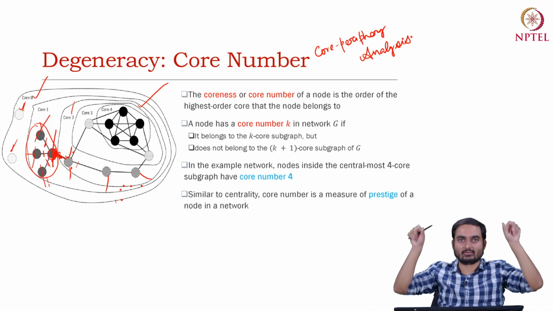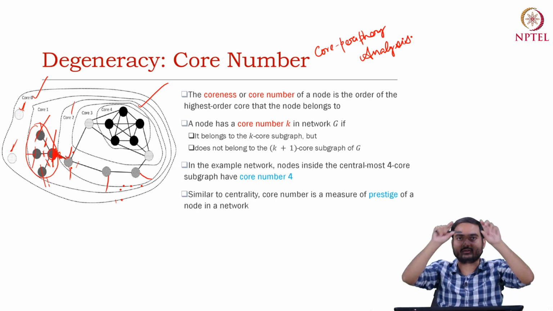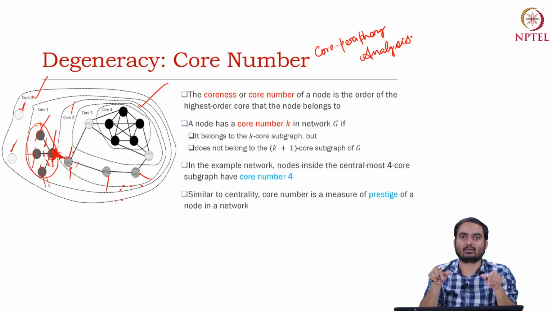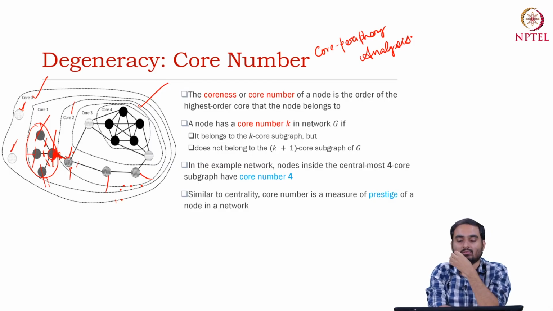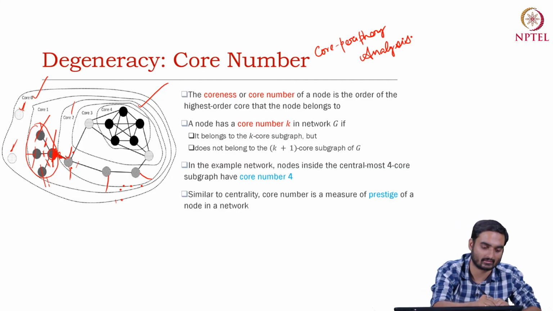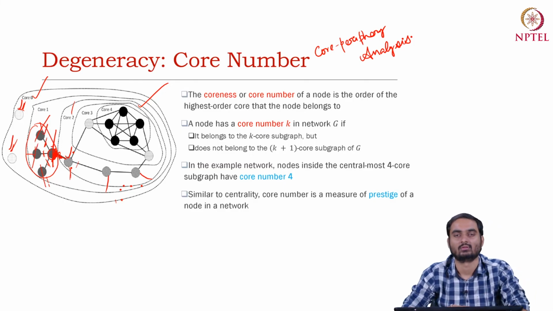So you have core 0, which is the most peripheral part, then you have core 1, the second layer of periphery, core 2, the third layer of periphery, and then say core n, which is the nth layer of periphery, which is the core part of the network. And then you assign this core value to the nodes. So you say that okay, these 2 nodes have core 0, these 2 nodes have core 1, and so on and so forth. So core values may not be the same as the degree.